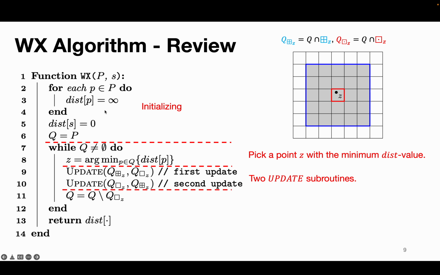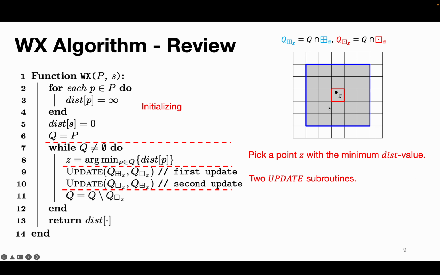And this is the framework of the WX algorithm. We first perform some initializations and make a copy Q of P. Then we enter a while loop. While set Q is not empty, we first pick a point Z with the minimum dist value from set Q. Then we have two update subroutines. We first update the dist values of points in the cell of Z, which is the small red square, by using the dist values of points lying in the patch of Z, which are the points in this big blue square. And then we go back.